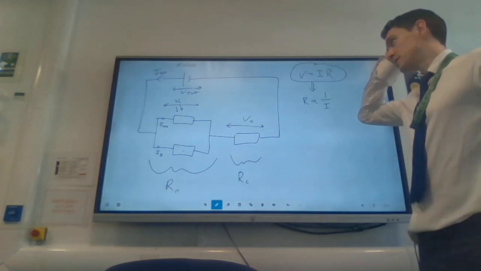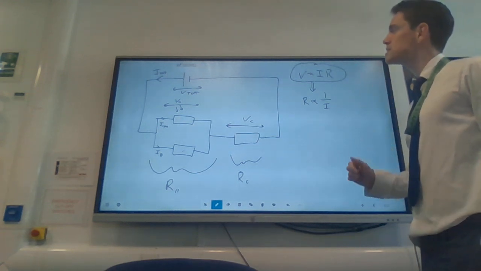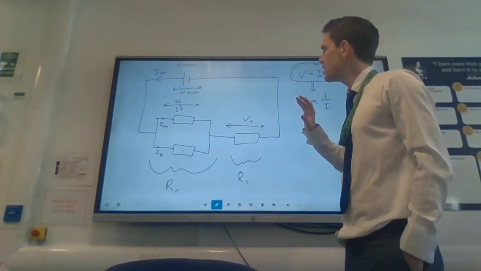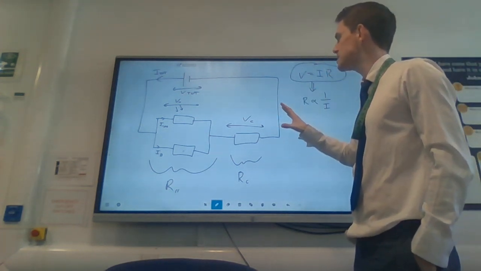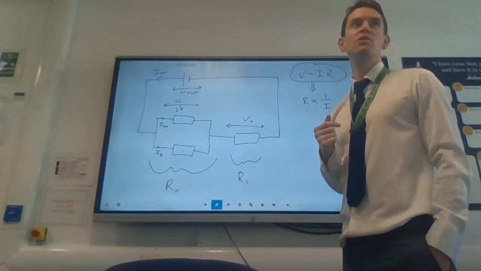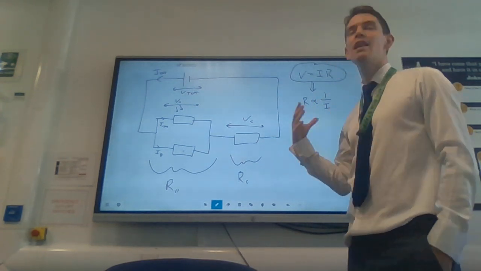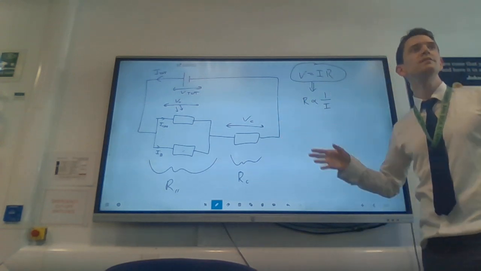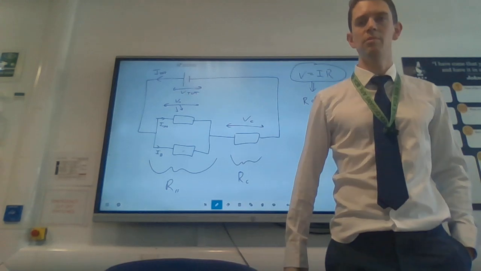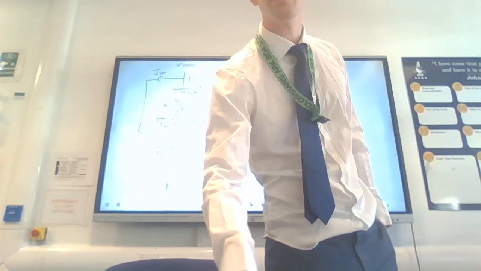Before we dive into it, to check some understanding, I want you to tell me which of these physical quantities are constant. And one of the physical quantities that's constant I haven't even labelled, so I want you to find the missing label, but also tell me which things are constant. I'll give you a little moment to work that out.